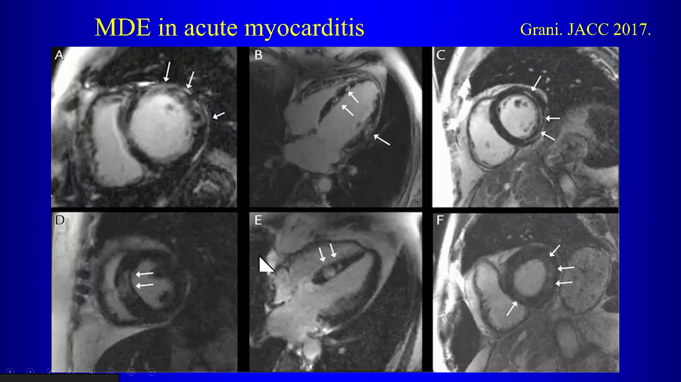So we can see abnormal enhancement in a distribution that is not typical of ischemia. Here you have mid-myocardial enhancement. We also have enhancement in more than one vascular territory. So all of that goes against myocardial infarction as being the cause of the abnormal enhancement in these cases of acute myocarditis.